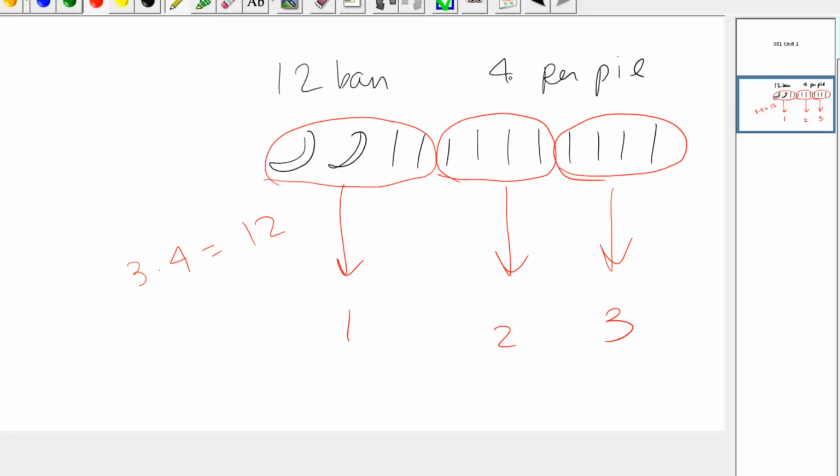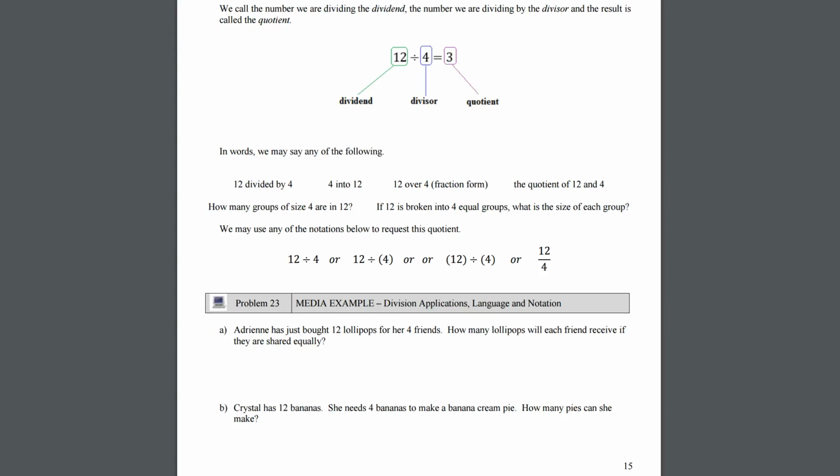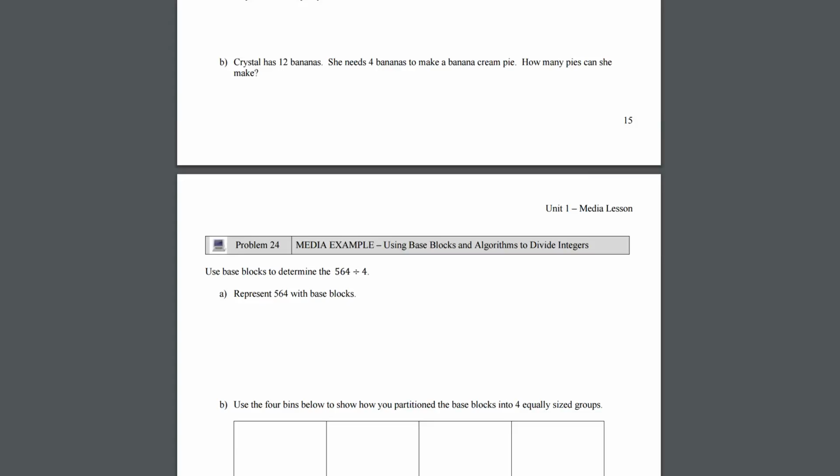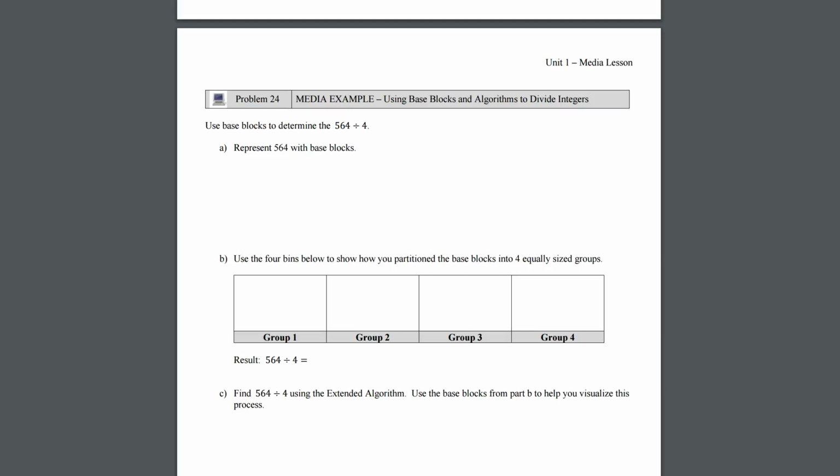So you want them to have the experience of both. The last type was fair sharing, dealing them out like a deck of cards till you're out. And this one is the idea of subtracting off 4 with repeated subtraction multiple times until you get to 0. Okay. Going back to this, we have one type of example.